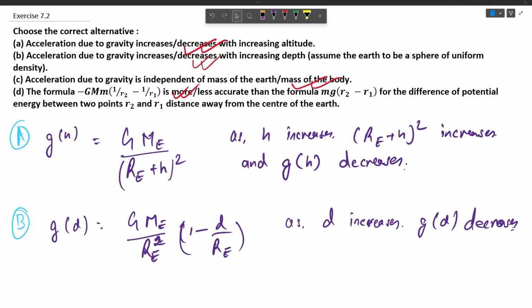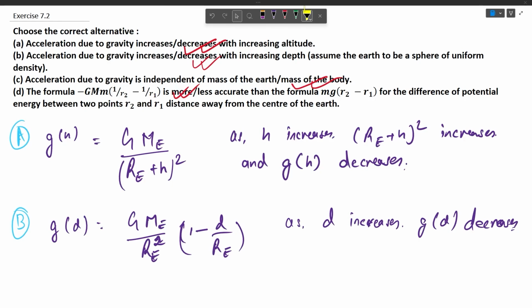The question says to choose the correct alternative. The first question is, does acceleration due to gravity increase or decrease with increasing altitude? We know that the acceleration due to gravity at height h is given by g = G times the mass of the Earth divided by (radius of the Earth plus height) squared. Now as h increases, the (Re + h) squared term will increase, thus g_h will decrease, and thus the acceleration due to gravity at a given height will decrease as compared to that on the surface.